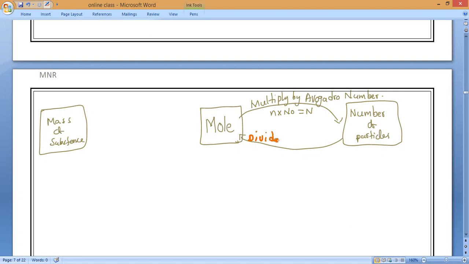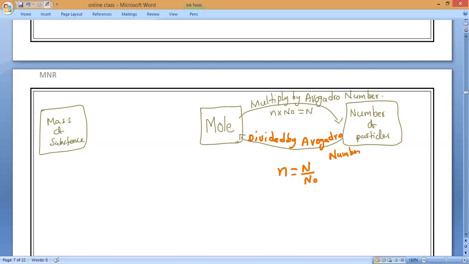Divide by Avogadro's number. That's all. It's nothing new, just the formation: divided by Avogadro number. So the number of moles is equal to the number of particles divided by Avogadro number. Nothing else is there. Understand? That is what you have to remember.